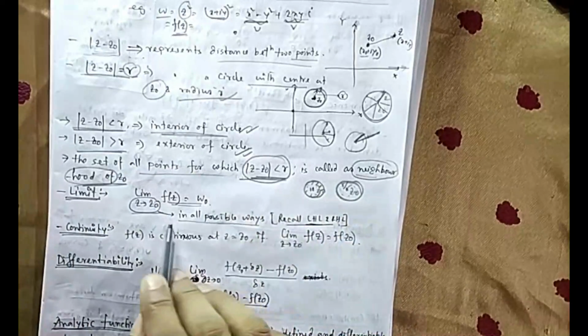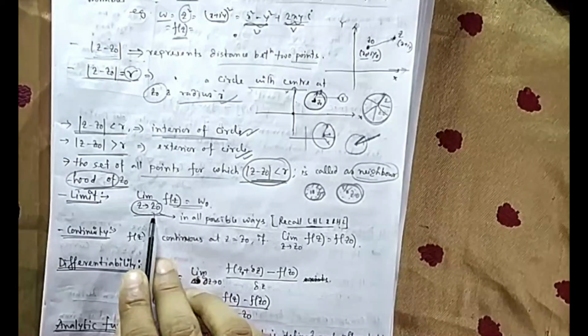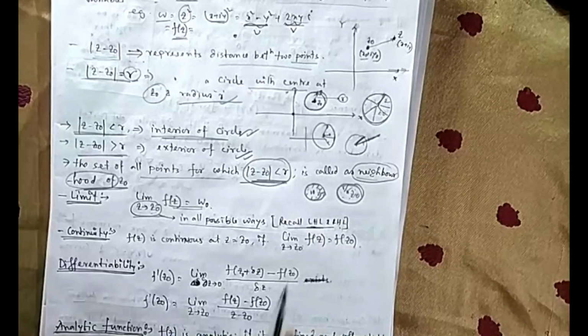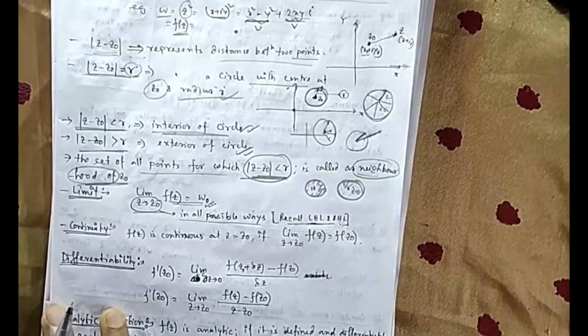In all possible ways, you recall your left hand limit, right hand limit. In that only two possible ways were there, that is your left side and right side. But here there are a number of possible ways, so you have to explore all the possible ways. If in all the possible ways you get the same answer, as left and right hand both should be equal, so in all paths it should be equal, then we say it exists and the value is w0.